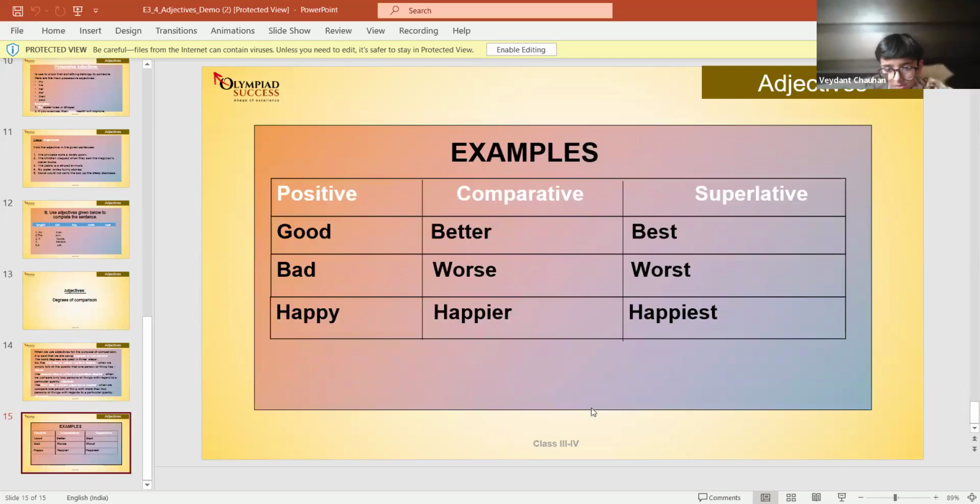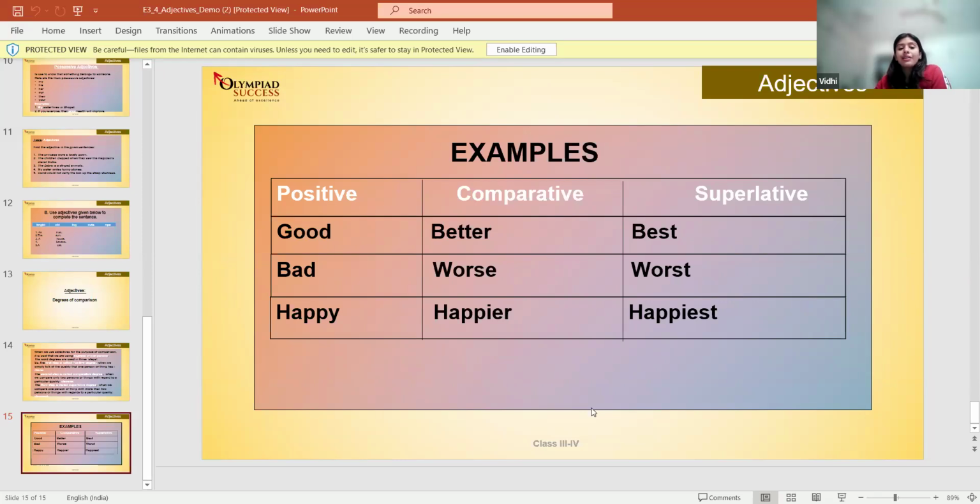Now you can see, when we're just talking: the boy is good, the boy is better than, the boy is best. The situation is bad, the situation is worse, the situation is worst. So positive, comparative, and superlative. Vedant, are you understanding this? Yes. I am happy. I am happier than. I am the happiest of all. So happy, happier, happiest.